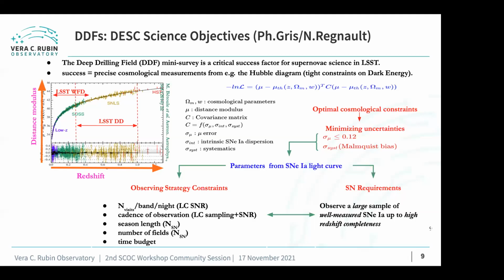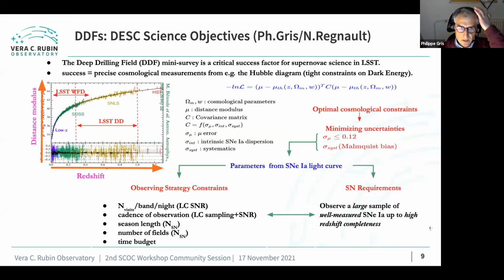Okay. There we go. Okay, so success meaning here that we want to perform precise cosmological measurements. We usually extract the cosmological parameters using a Hubble diagram. And you have an illustration on the left of this slide: the distance modulus as a function of the redshift. All the points on this slide correspond to supernovae, and the black curve is a fit so as to extract the cosmological parameters.